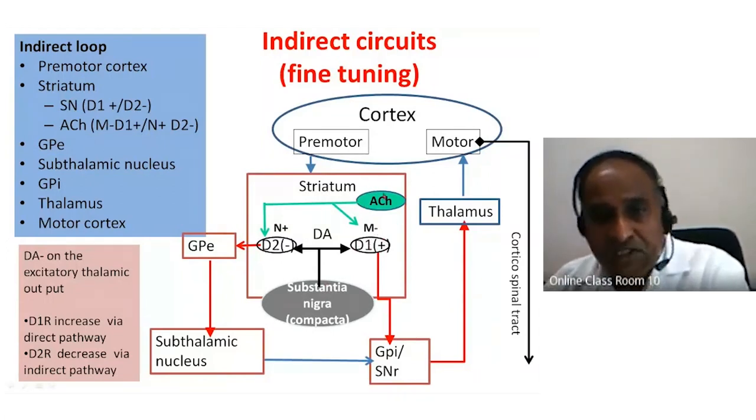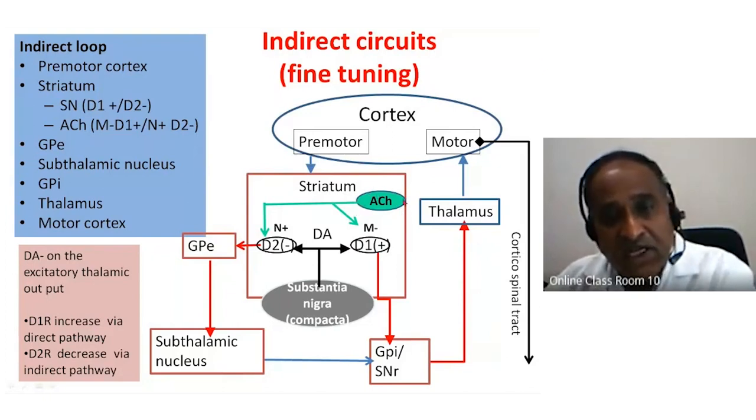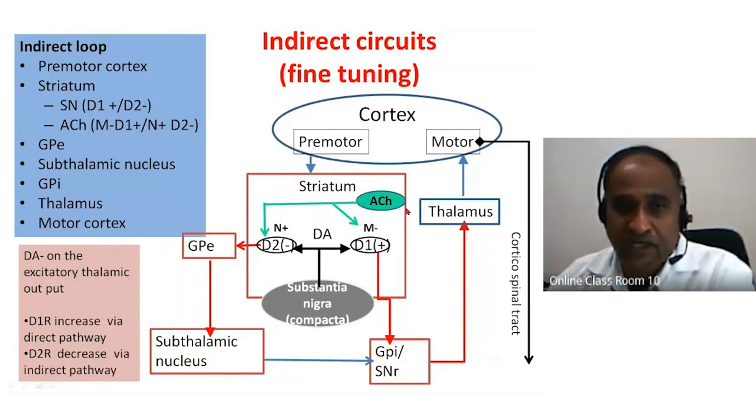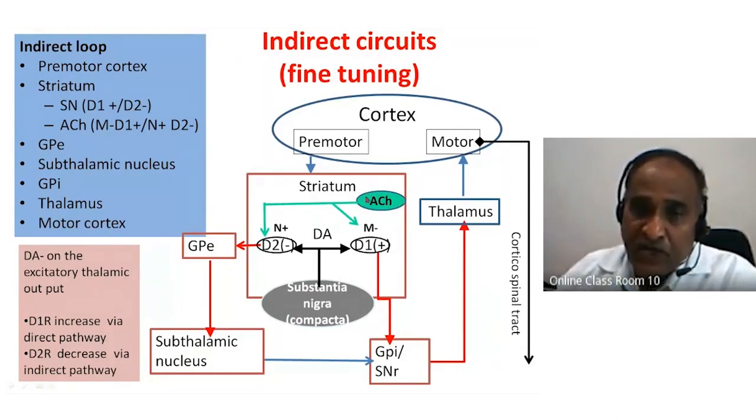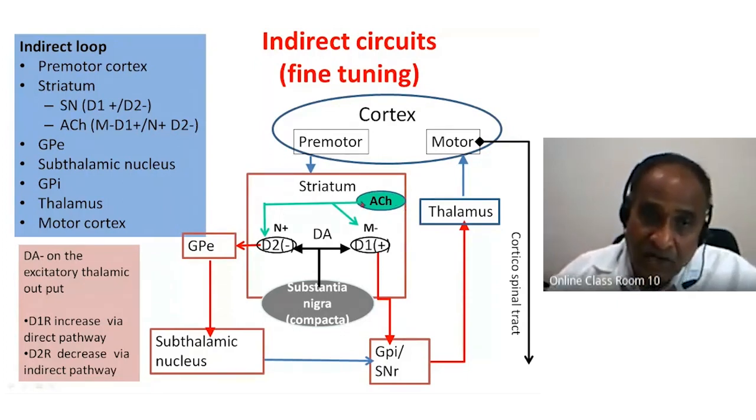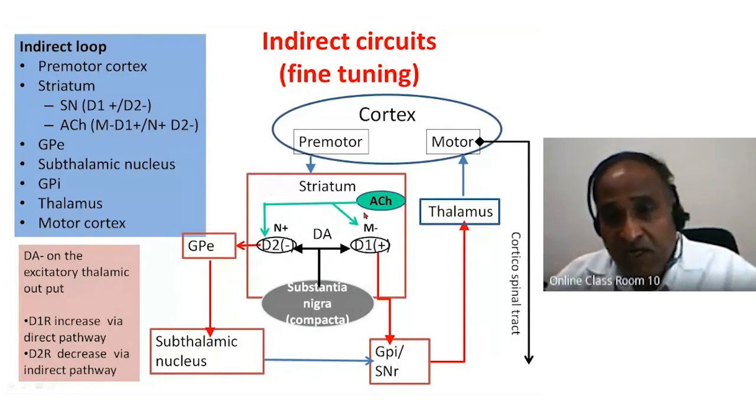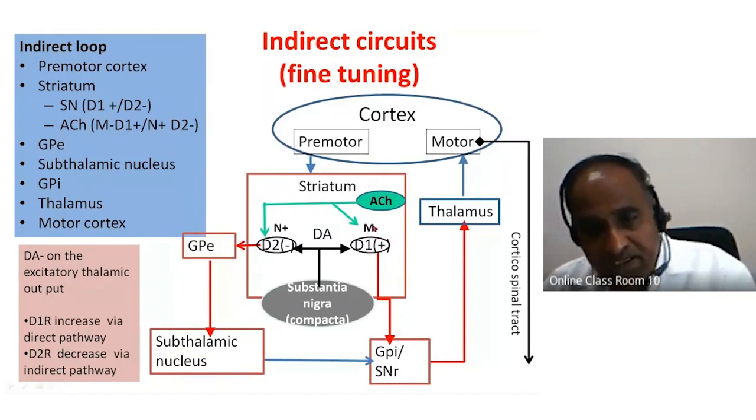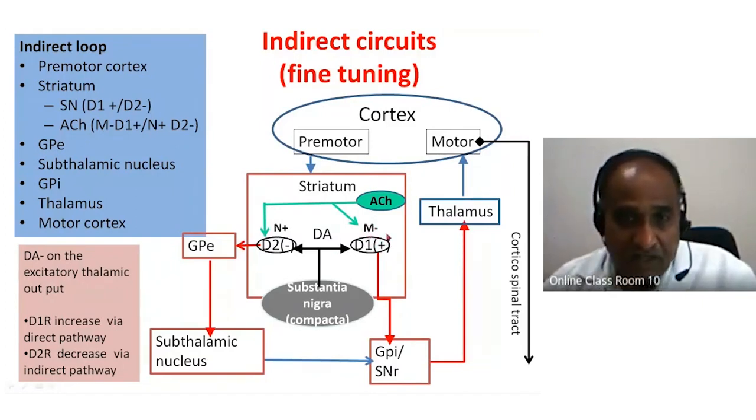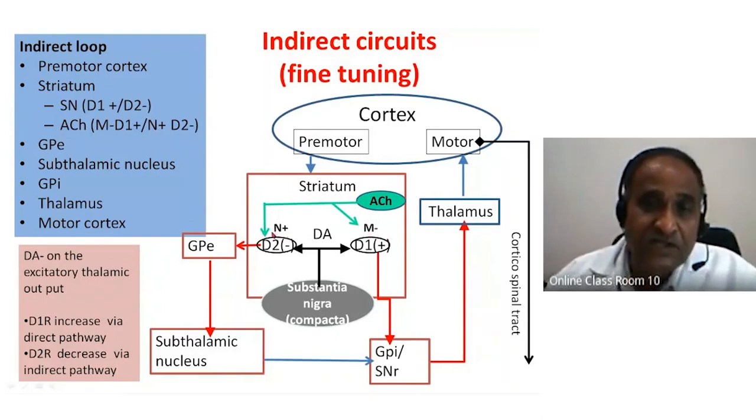This fine tuning is balanced by another network present within the striatum. This is an intrastriatal cholinergic network. So now we introduce another fine tuner, the cholinergic one. These are acetylcholine-containing neurons located in the striatum. These cholinergic networks control both the direct dopamine neurons and the indirect neurons. The direct neurons express the muscarinic receptors of acetylcholine, and the indirect ones express the nicotinic receptors.